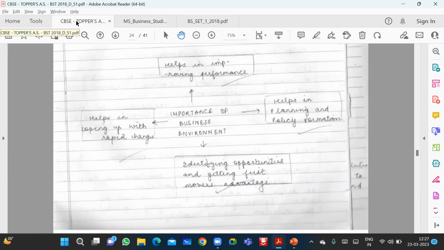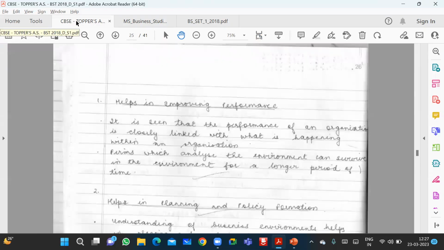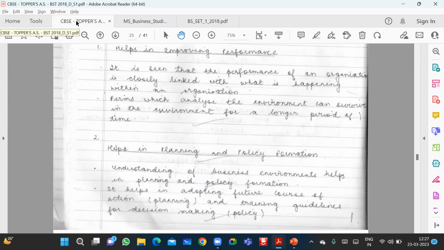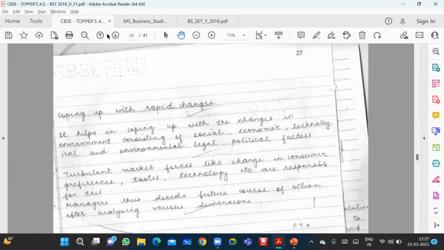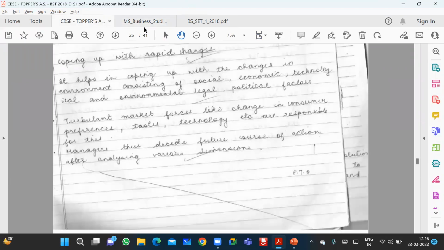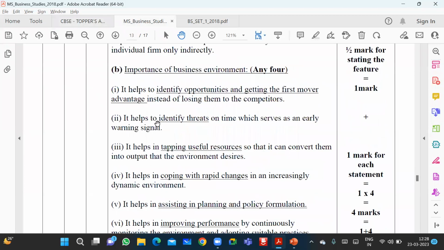So here you can see how the student has given the answer. The student has presented the points in a tabular form, and then one by one the student has written the answer. So the student has given the point and then explained in about 25 to 30 words. And now after this, we shall move to the next question.